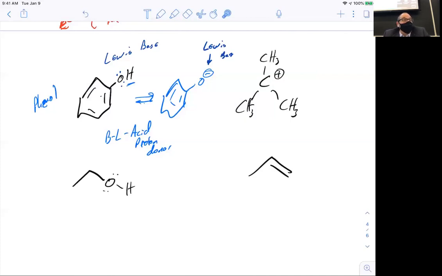The simple definitions are simple, right? Is this a Lewis base? Yes. Does it have lone pairs that it can give away? Yes, it's a Lewis base. Will it be a Lewis base? Depends on what else is in the solution. Could it be a Bronsted-Lowry acid? Yes, it has a proton that could be transferred, so therefore, it's going to be a Bronsted-Lowry acid.